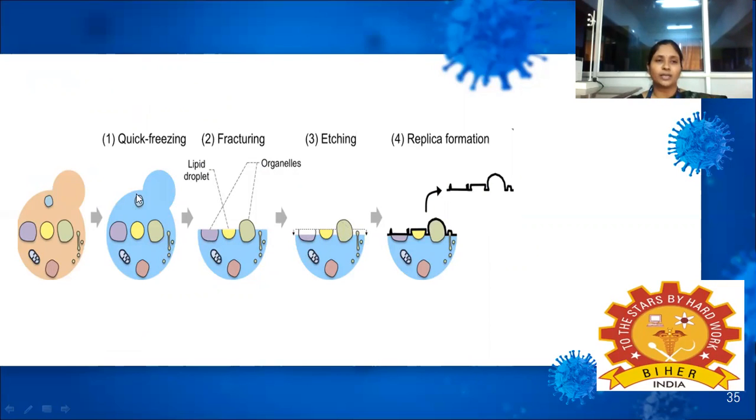First is the quick freezing process. Next is fracturing of the specimens. Third is etching, and then replica formation using this carbon coating mechanism.